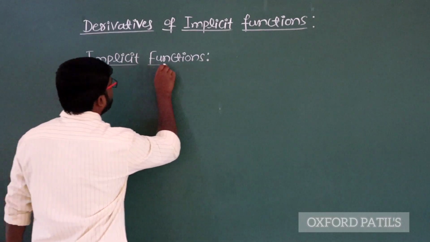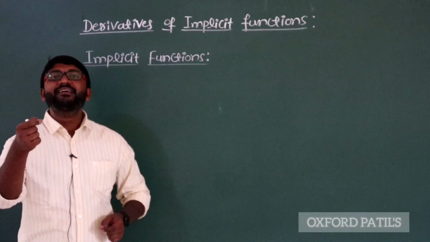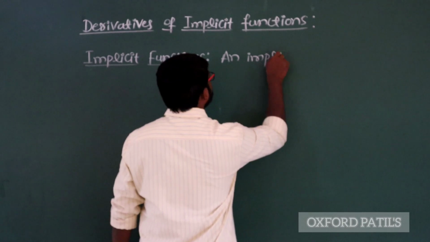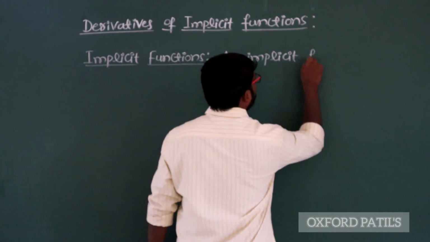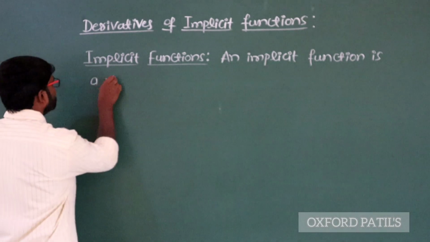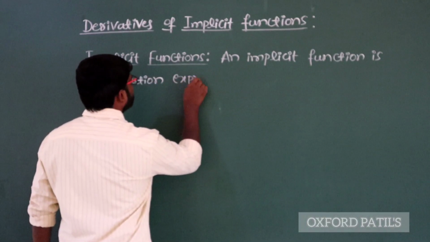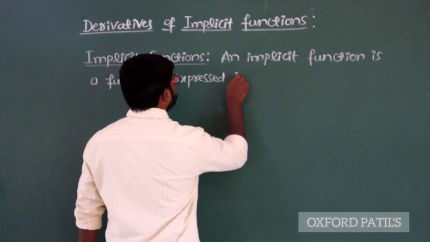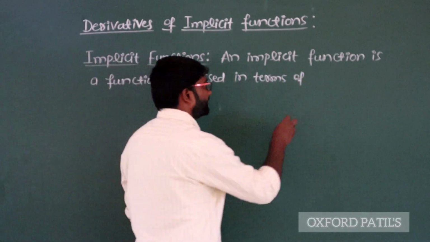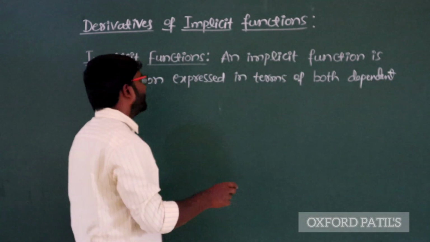An implicit function is a function which is expressed or written in terms of both dependent and independent variables.